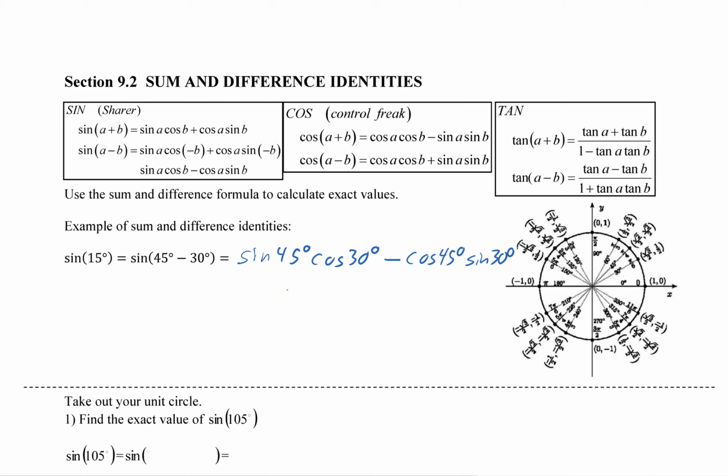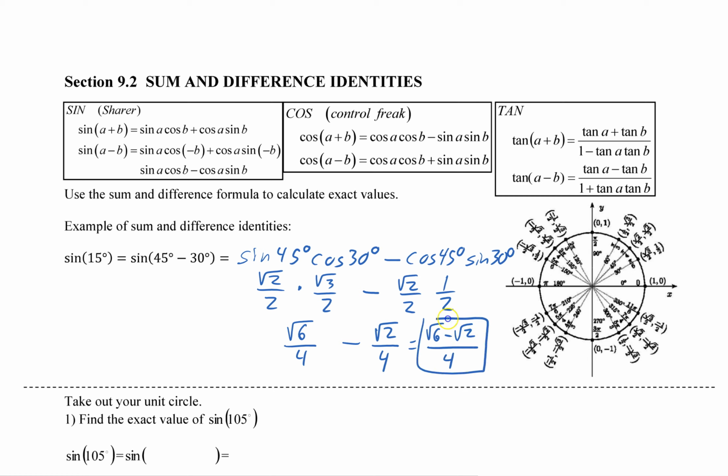So sine of 45, right there, rad 2 over 2. The y value is sine. Rad 2 over 2 times cosine of 30, which is rad 3 over 2, minus cosine of 45, which is rad 2 over 2, and then sine of 30, which is 1/2. And we end up with rad 2 times rad 3, it's rad 6 over 4, minus rad 2 over 4. And putting those together, we end up with rad 6 minus rad 2 over their common denominator of 4. And we now have an exact answer for our sine.